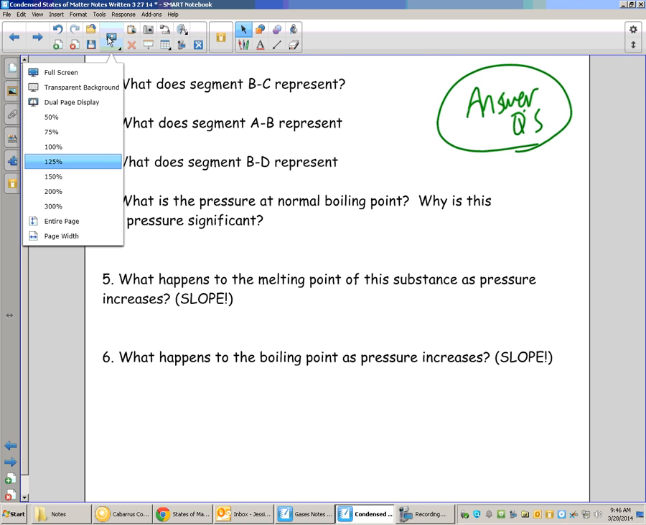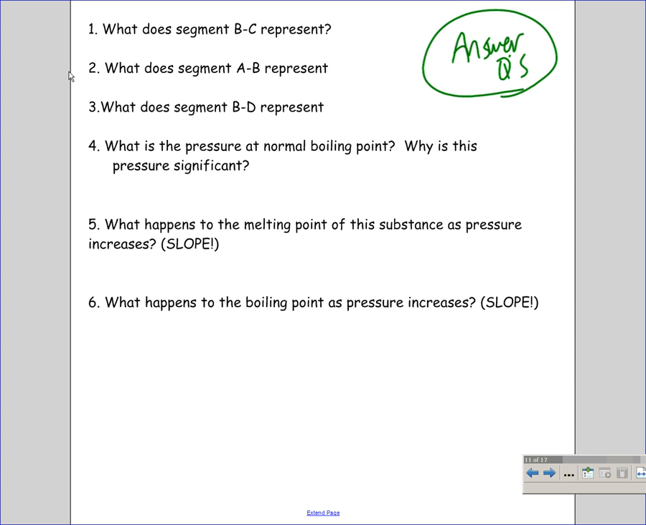Segment BC represents the division between what two states of matter? Solid and liquid. All right, so BC is from here to here. This is solid, liquid, gas. Between solid and liquid, we call that something very specific. What is that phase change called? Melting. It's called melting, or backwards it would be freezing.